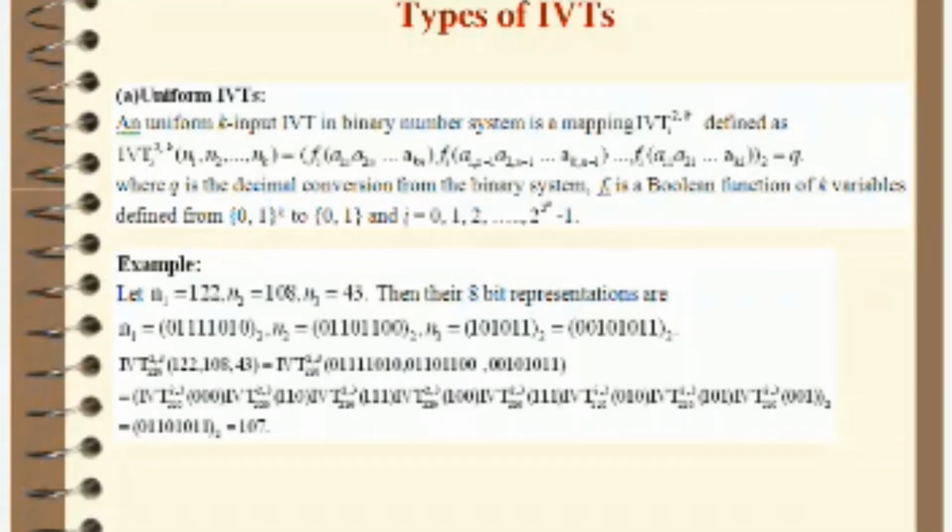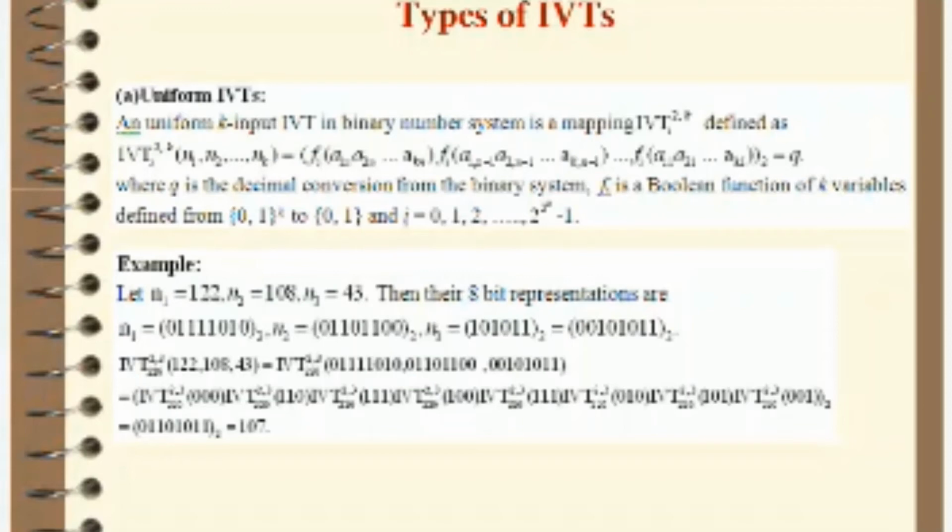First is uniform IVT. We have given different types of integral value transformations. What are they? They are uniform IVTs, non-uniform IVTs, and non-uniform IVTs varying over time. So firstly, we will discuss uniform IVTs. In this case, a single rule acts on each column.